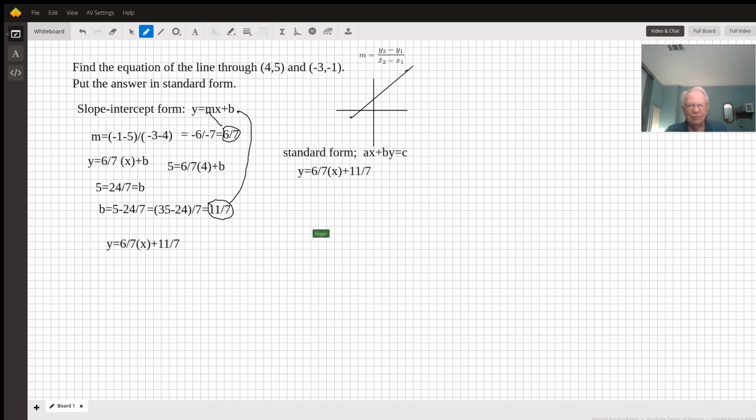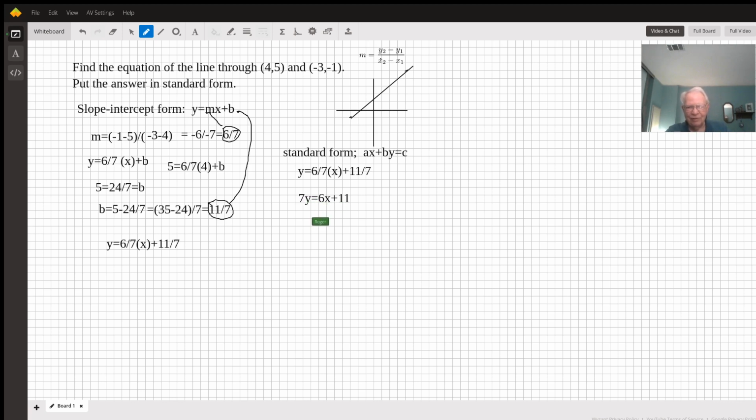So there's what we're starting with. Now I'm going to divide by 7. I'm sorry. I'm going to multiply by 7 since it's already divided by 7. The common denominator, whatever it is, is what you're going to multiply by. And so I'm going to multiply by 7. 7y equals 6x plus 11. So that's not quite in standard form yet.